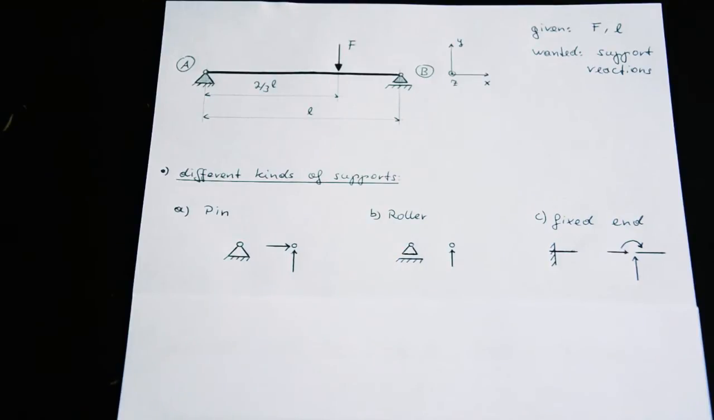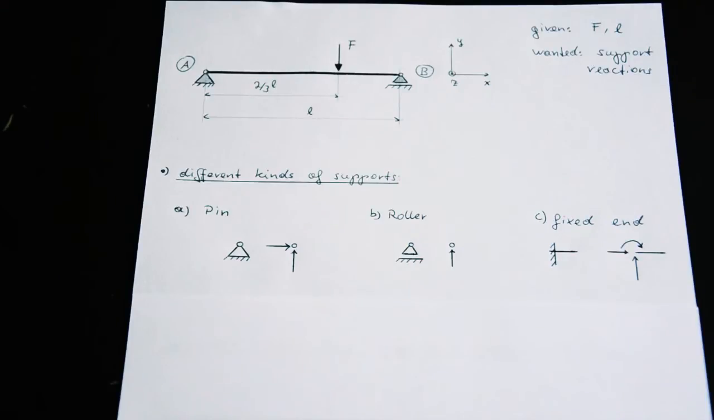And the third support is called fixed end. There is no hinge at fixed end, and this means that the fixed end is able to support 3 reactions: 1 vertical force, 1 horizontal force, and also a moment, a torque.